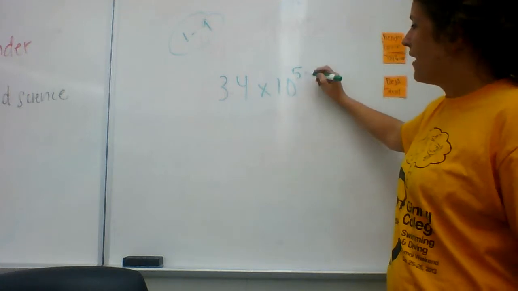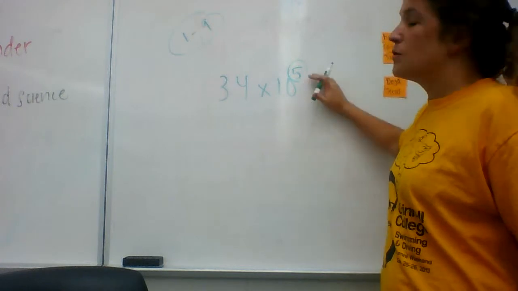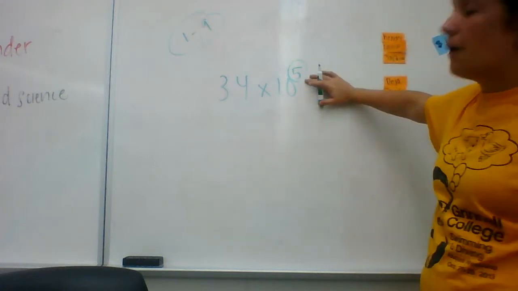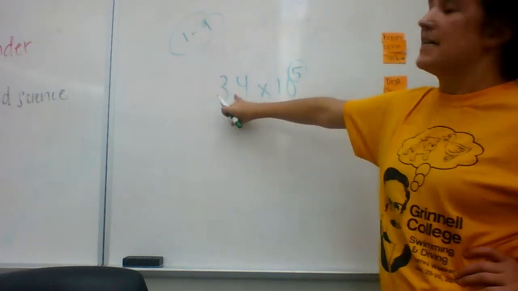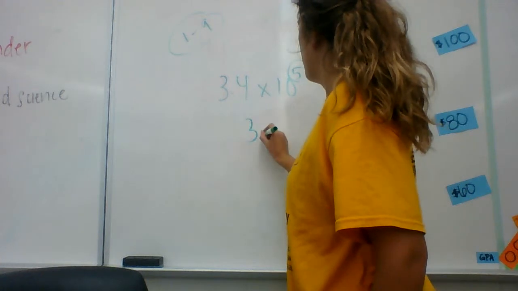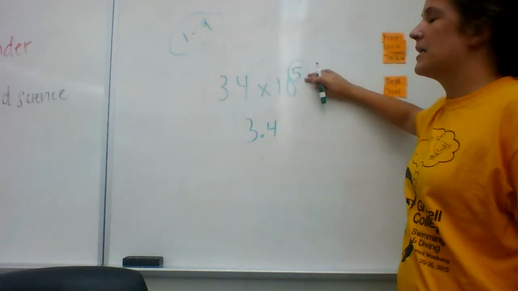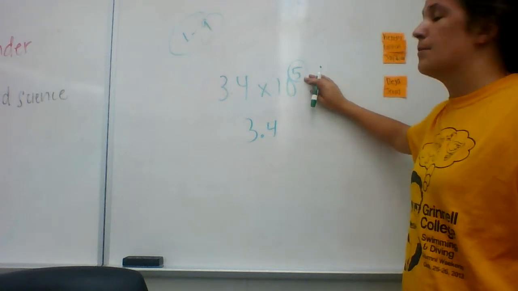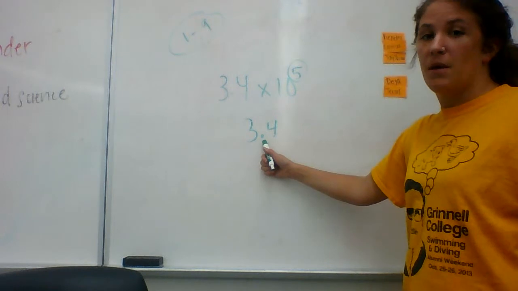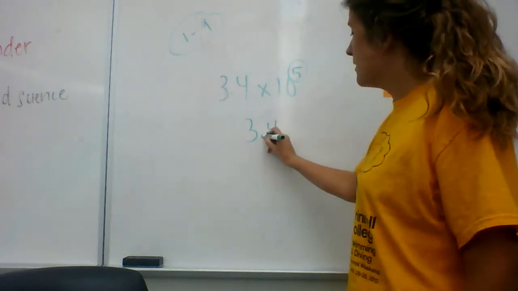10 to the 5th power, the exponent 5, tells me that I'm going to move the decimal point 5 times. This does not tell me how many zeros I have, but how many times I'm going to move this decimal point. I'm going to rewrite 3 4/10. I'm moving it 5 times, and my exponent is positive, so I know that this number is going to get bigger. So I'm going to move my decimal in a direction that's going to make it bigger, which is to the right. I'm going to move my decimal 5 times to the right.